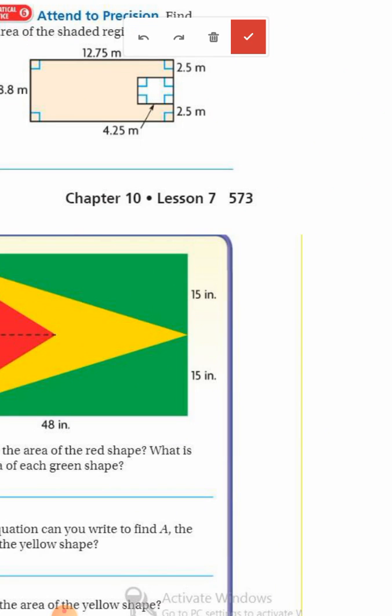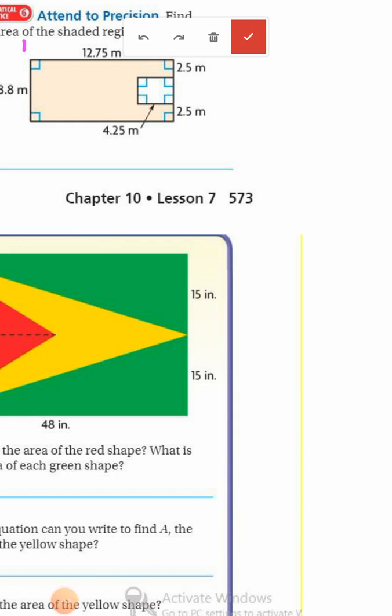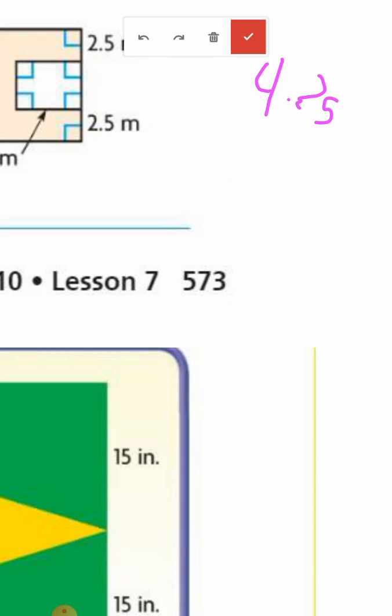So here 100 again. We need to find this one. We multiplied as 122.2, and here we have to multiply 4.25 by 3.8. Imagine we do not have the decimal point.